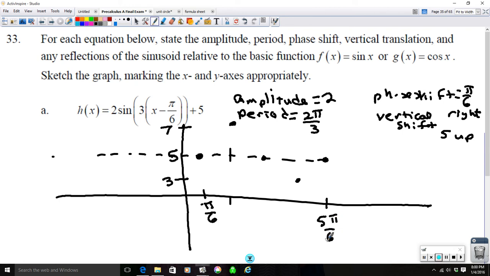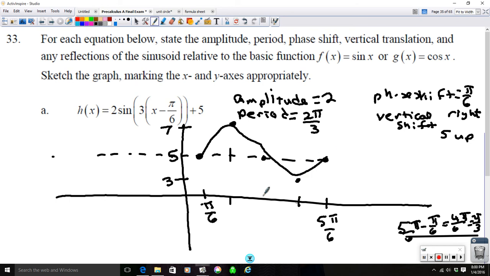Now, how did I know this? So if this is 5 pi over 6 minus pi over 6, that is 4 pi over 6, which is 2 pi over 3. That's how I got that. So this is the drawing of it, and this is all you have to do.